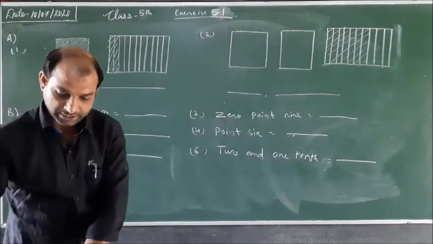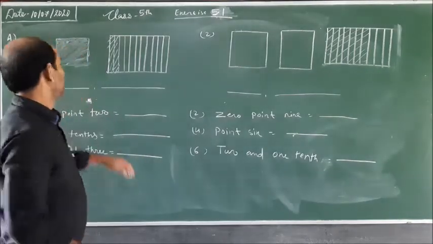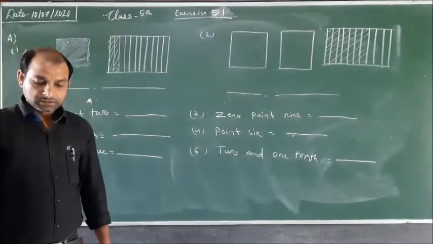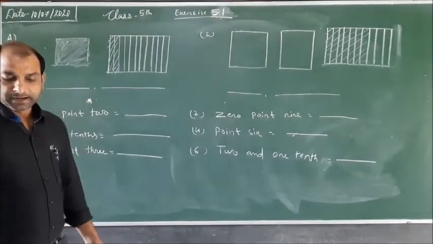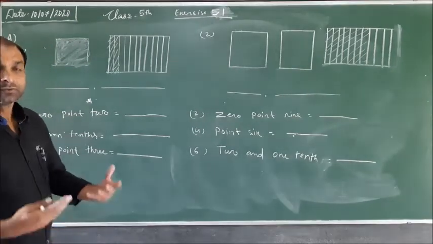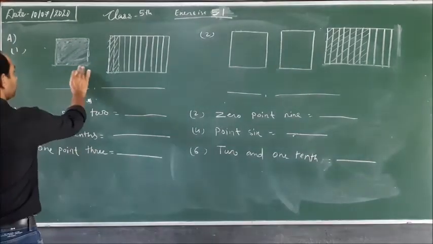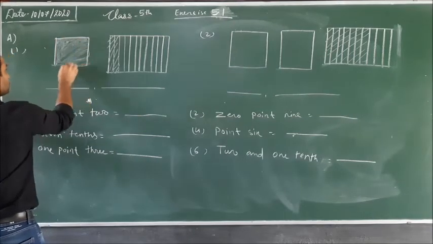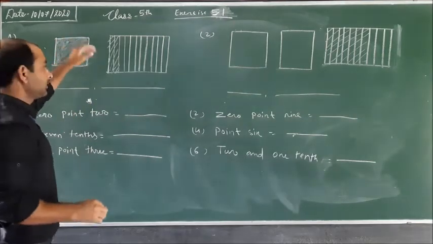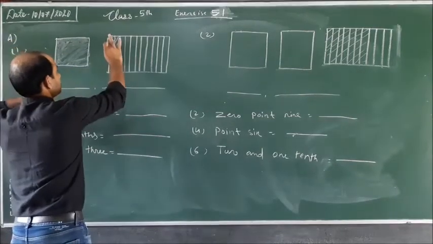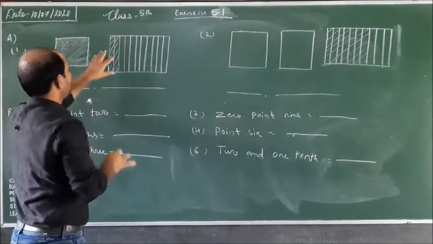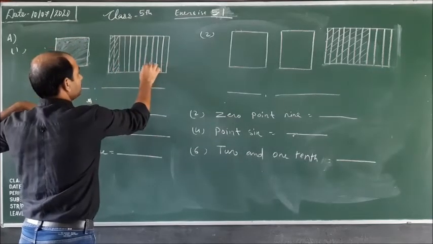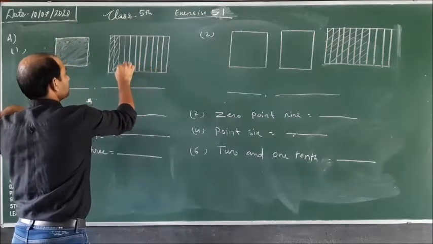Now, dear children, exercise 5.1. The first question is: write the decimal for the colored part and write it in words. Here, one box is fully shaded, and in the second box only two parts are shaded and 8 parts are unshaded, out of 10 parts in total.